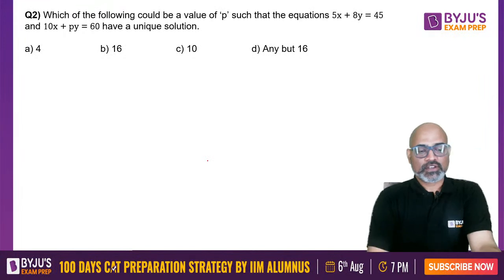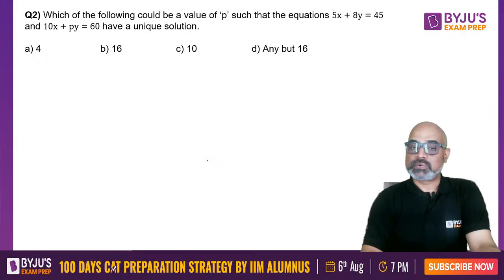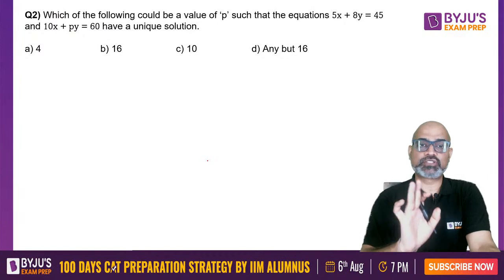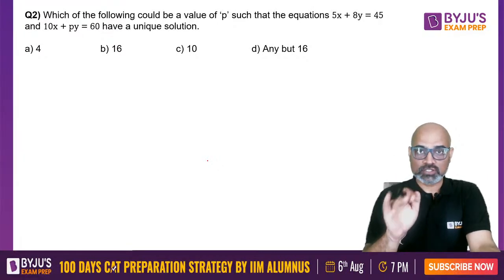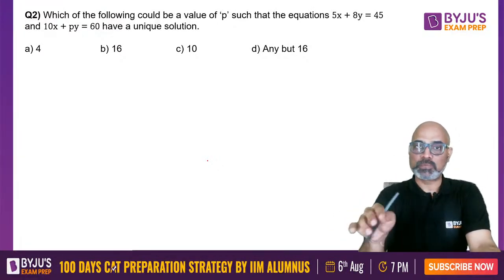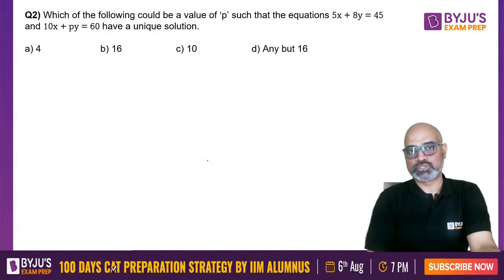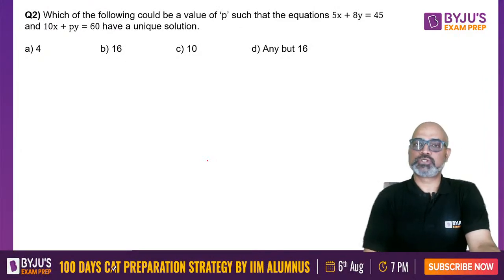Very easy. Which of the following could be a value of p such that these two equations, 5x plus 8y is equal to 45 and 10x plus py is equal to 60, have a unique solution? Before you start solving those, look at the options and then decide what you should do. Should you use options? Should you solve it properly?